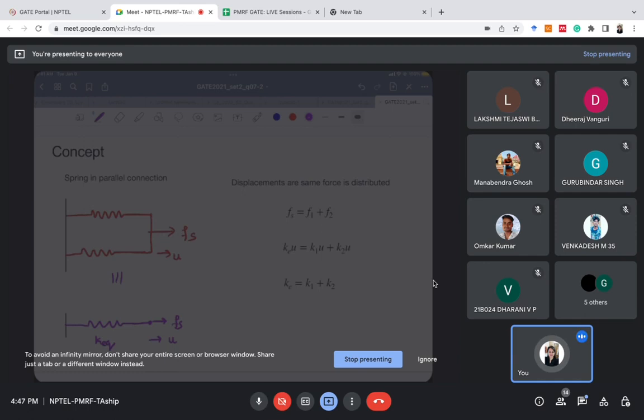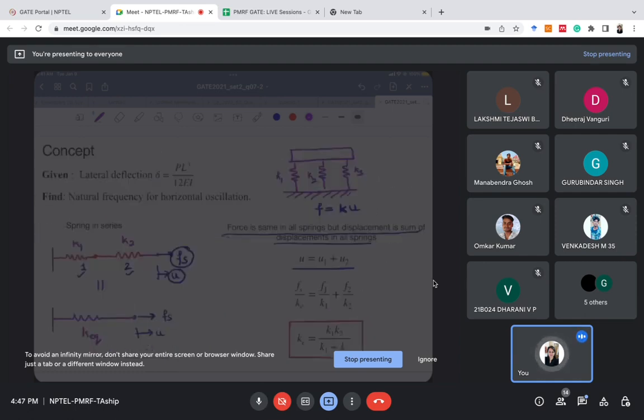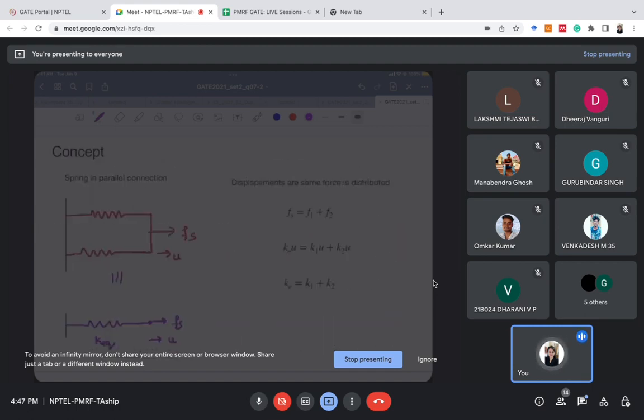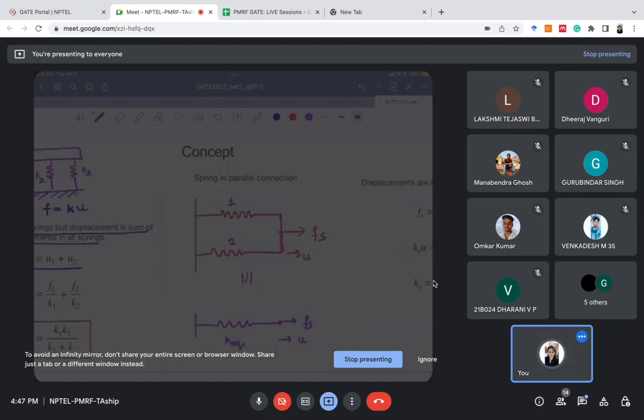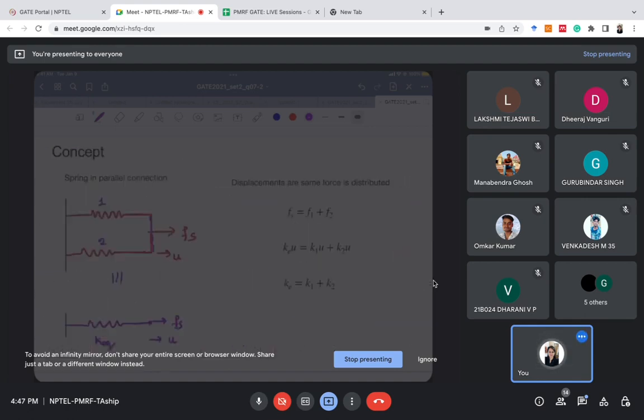So in the series case, the force in all the springs was the same. But here, the displacement in both springs will be the same, because when we displace this system by U amount, spring 1 and spring 2 will both displace by U amount only. So in springs in series, the force is the same but the displacement was different. When the springs are in parallel, the force is different and the displacement is the same. This concept is only needed to derive the equation.